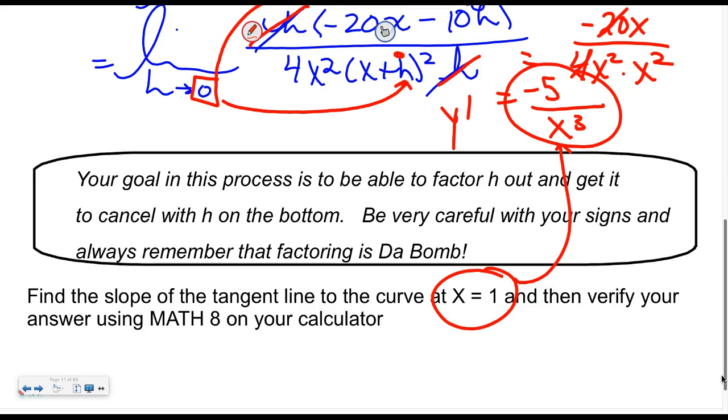Go do it on your calculator, and then that's it. So I want you to try that math 8. Original function goes in, hit x equals 1, and it should give you a -5.